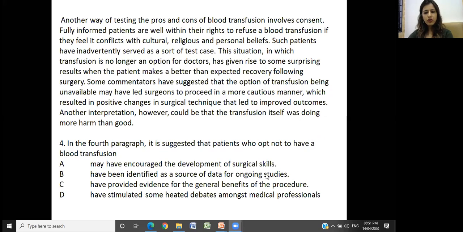And I want all of you to type in the answers that you have chosen for all three questions with the question number, please, so that it becomes easier for me to identify whether you have been able to select correct answer or not.